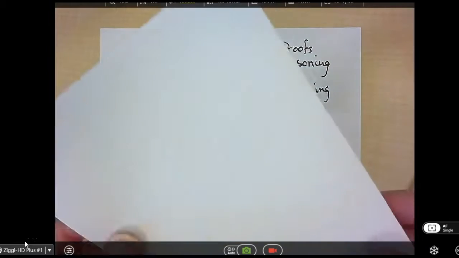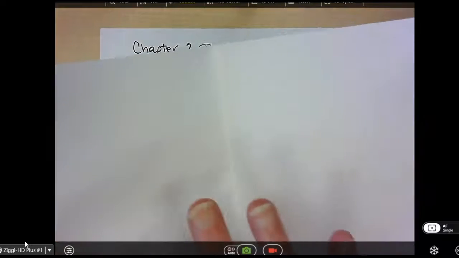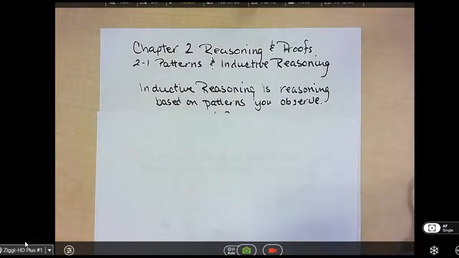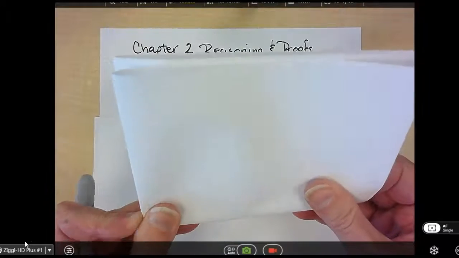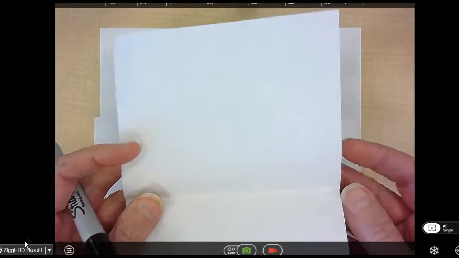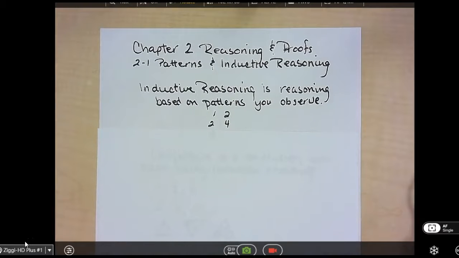So if I was to take a piece of paper and fold it in half one time, that gets me 2 sections. So 1 gives me 2. If I fold it a second time, then my one piece of paper gave me 1, 2, 3, 4 sections. So 2 gave me 4.